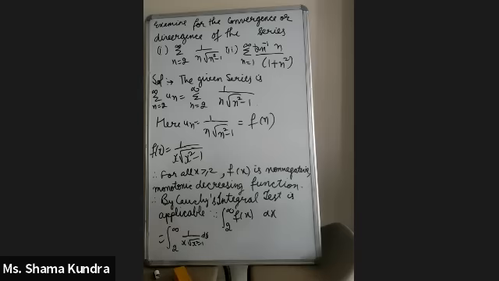as x varies from 2 to infinity in the summation. So x is positive. In the integral, x varies from 2 to infinity, x is positive, so it is not necessary to write mod. It is the integral of secant x.